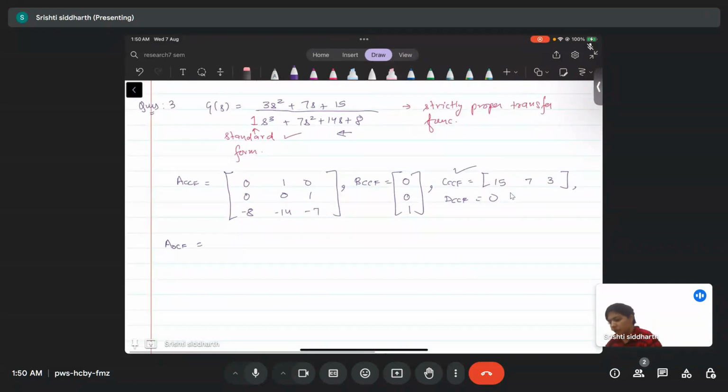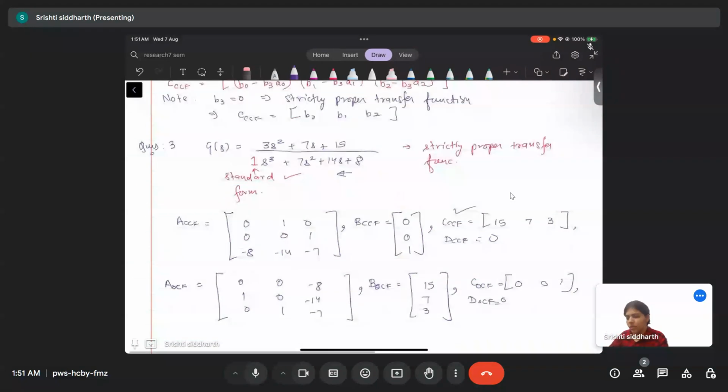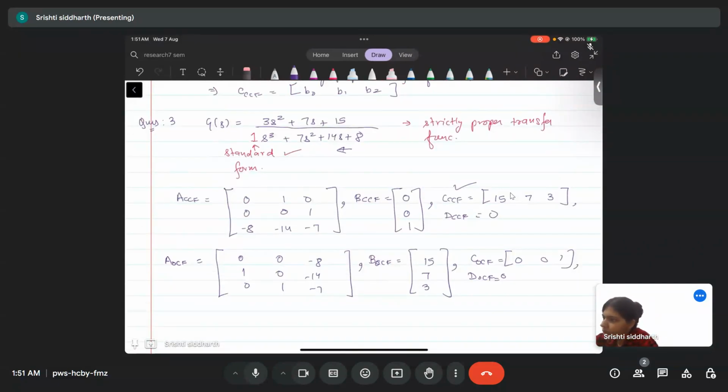And we can now readily obtain the matrices for the observable canonical form. A_OCF is going to be the transpose of 0, 1, 0, 0, 0, 1, minus 8, minus 14, minus 7. B_OCF is going to be now 15, 7, 3. C_OCF is going to be 0, 0, 1, and D is still 0. So we have obtained both forms in the state variable approach for the given transfer function. Alright. Now let's look at the next question.